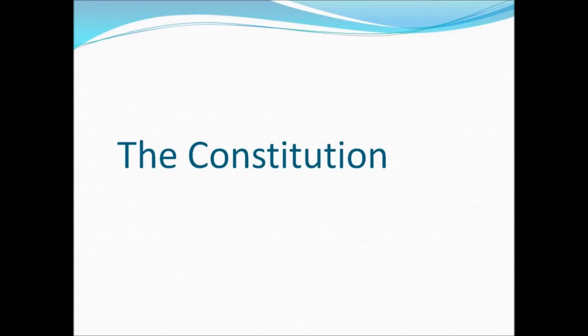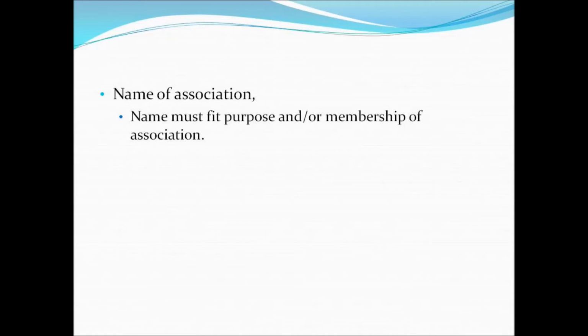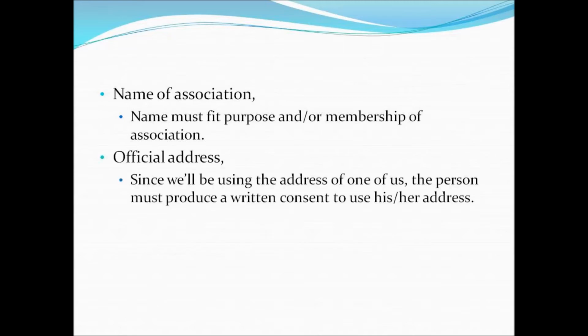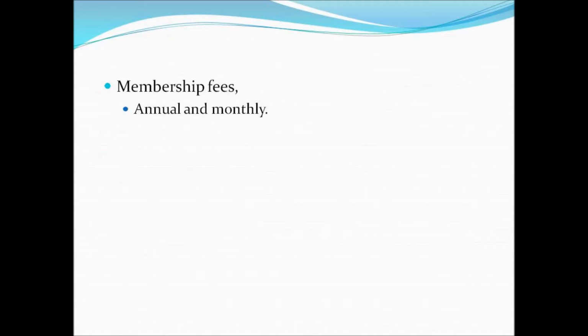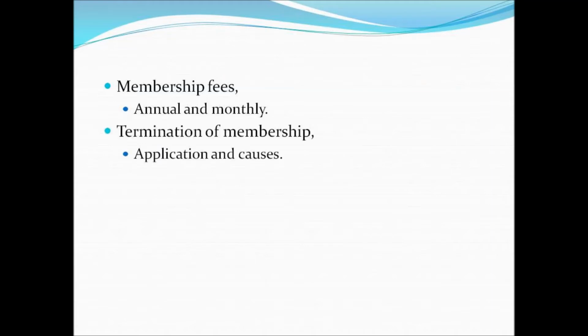So what is the constitution? The constitution should have the name of the association. The name must fit the purpose and or membership of the association. I think we have a great name already, Tesl 6. The official address. Since we'll be using the address of one of us, the person must produce a written consent to use his or her address. The purpose or objectives, membership, the requirements or criteria, application process, and all those things. Basically, the management of the membership. Membership fees. We can decide to have either annual or monthly. Termination of membership, application and causes.